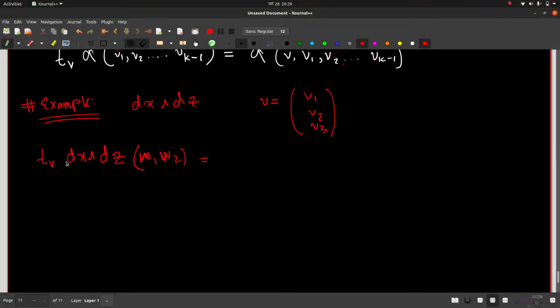By the definition it should do the following. It will put v and then w1 w2 like this, right? But the fact is, we don't have any clue about w1 and w2. We only know what v is. So how we write this is the following. Instead of w1 and w2, we just put a dot over here. That means these slots are empty. We don't know about them. So this is written as dx dz of v comma dot.